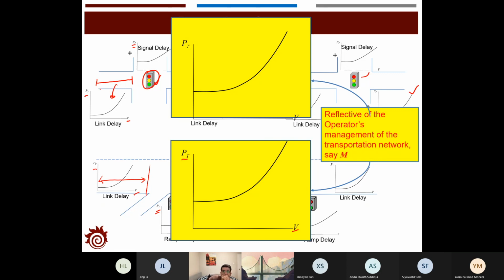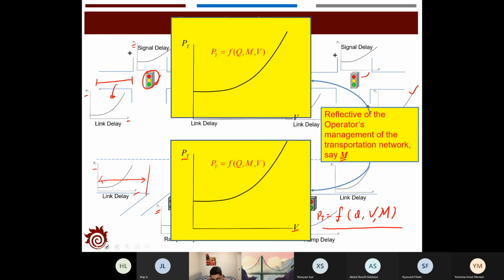And with these two examples, it indicates that the cost of the trip is not only related to the capacity and the volume, it's also related to how the traffic on the road is managed. So we say the operator's management strategies, say a capital M. So we will see that PT is a function of these three variables: capacity, volume, and the management strategies. So that's what we conclude from those examples.